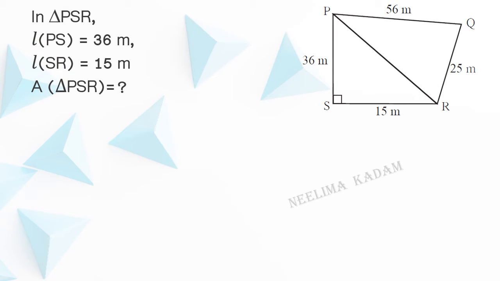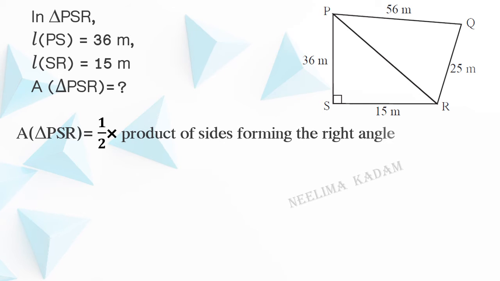Now in triangle PSR, it is a right angle triangle. Therefore, area of triangle PSR is equal to half into the product of the sides forming the right angle.